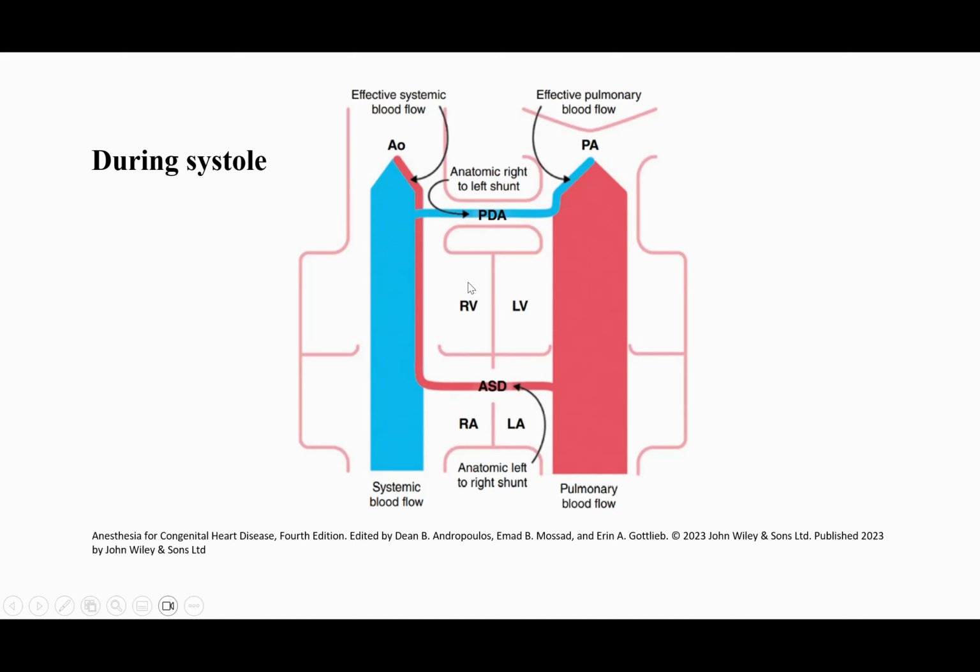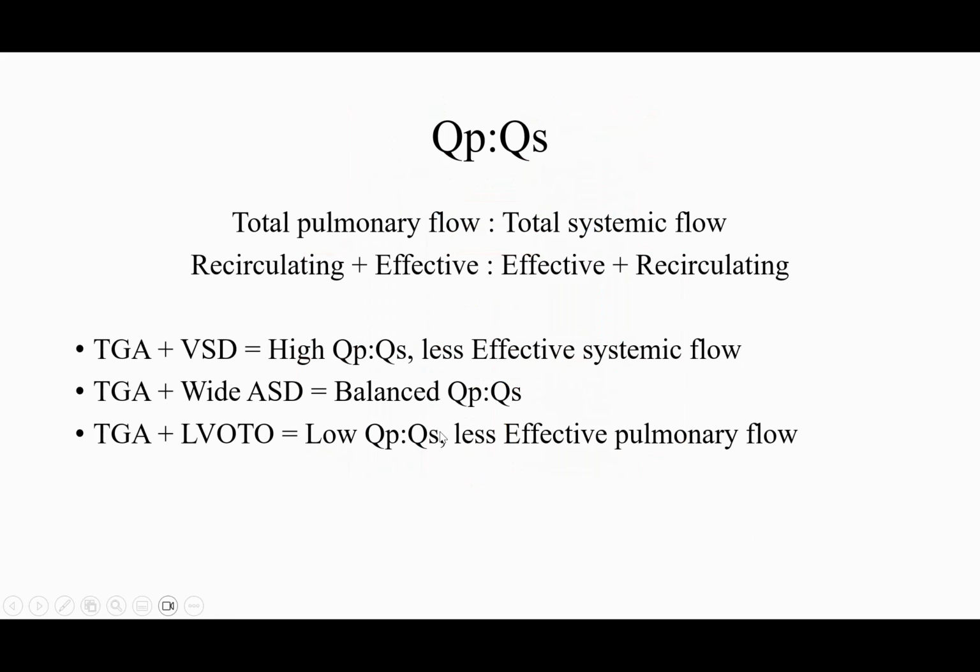So as you can see here, the blood flow in the pulmonary is more than the aorta, so the lung becomes congested. So the best shunting is a large ASD, and this is the aim before the operation. The aim is to increase the size of the ASD.